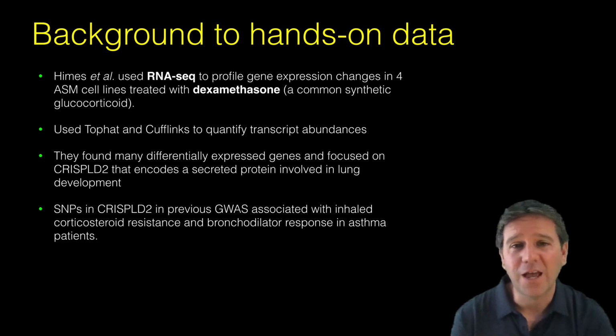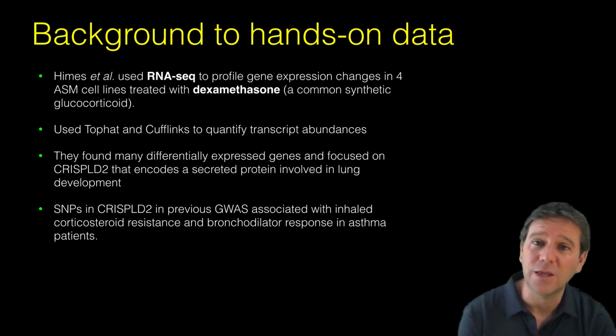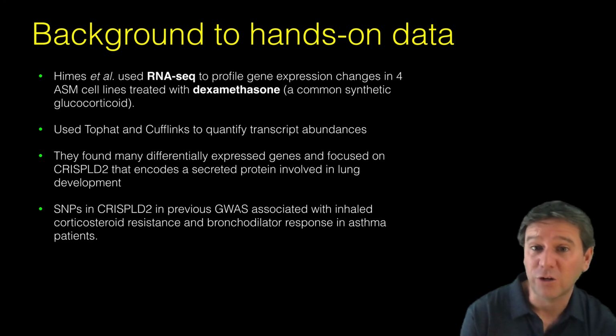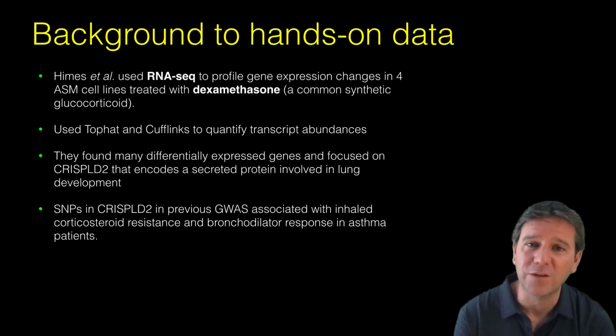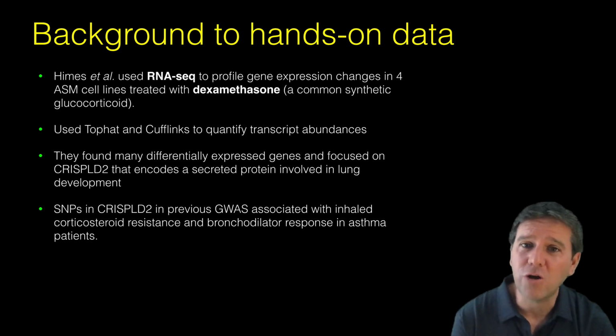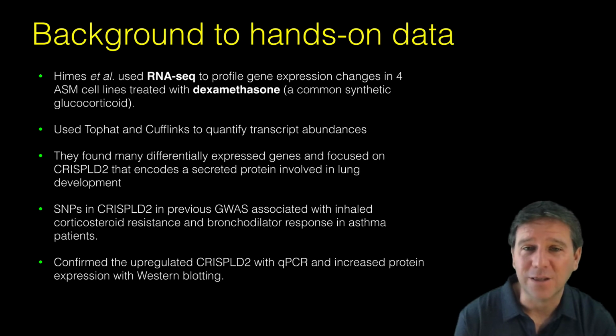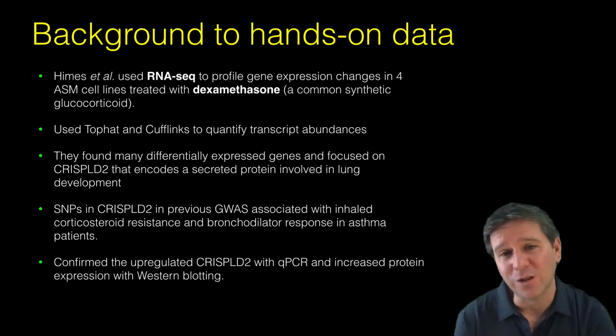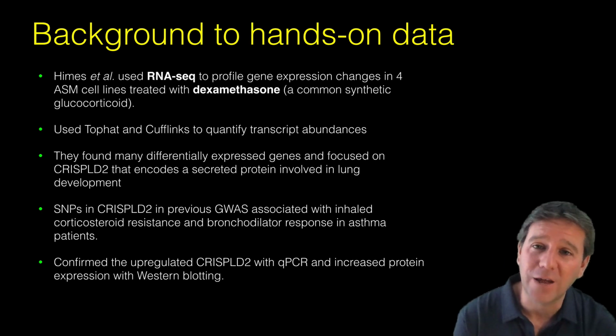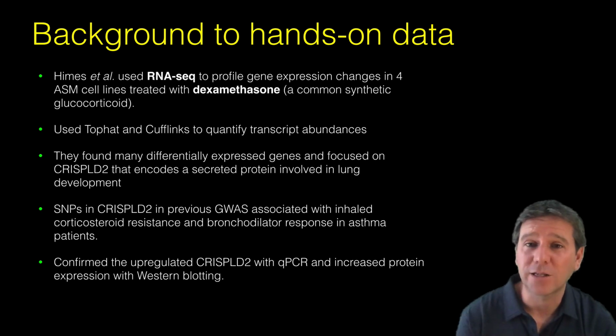In fact, they and others had found SNPs in CRISPLD2 in previous GWAS studies that were clearly associated with inhaled steroid resistance. This bronchodilator response wasn't as effective for certain patients who had SNPs in this gene. And this data, together with this RNA-Seq data, strongly suggests that this is an important gene for mediating the effects of this class of drugs in asthma patients. So they went on very nicely to further confirm that there's differential expression of this gene. They used quantitative PCR, looked at increased expression levels with Western blotting, and did a really nice study to prove that this gene is indeed affected with these compounds.